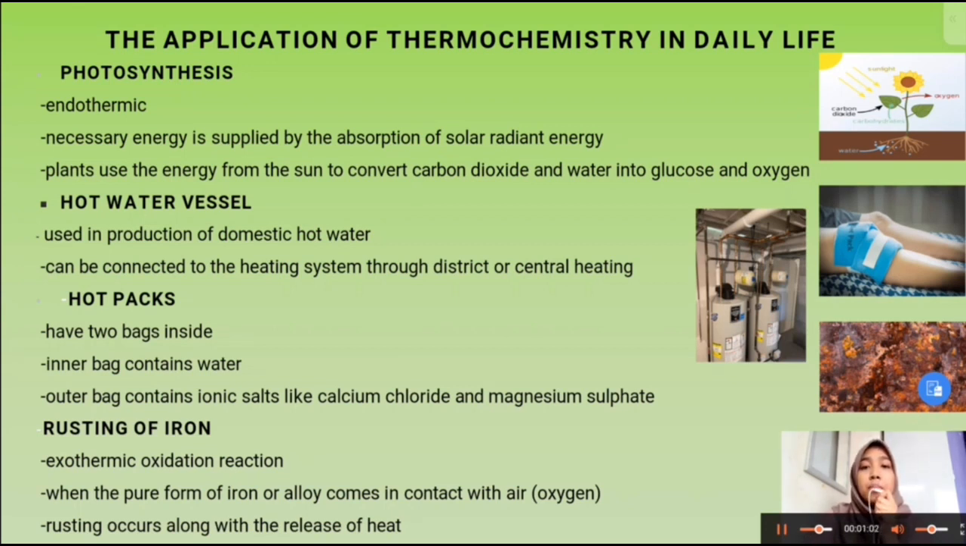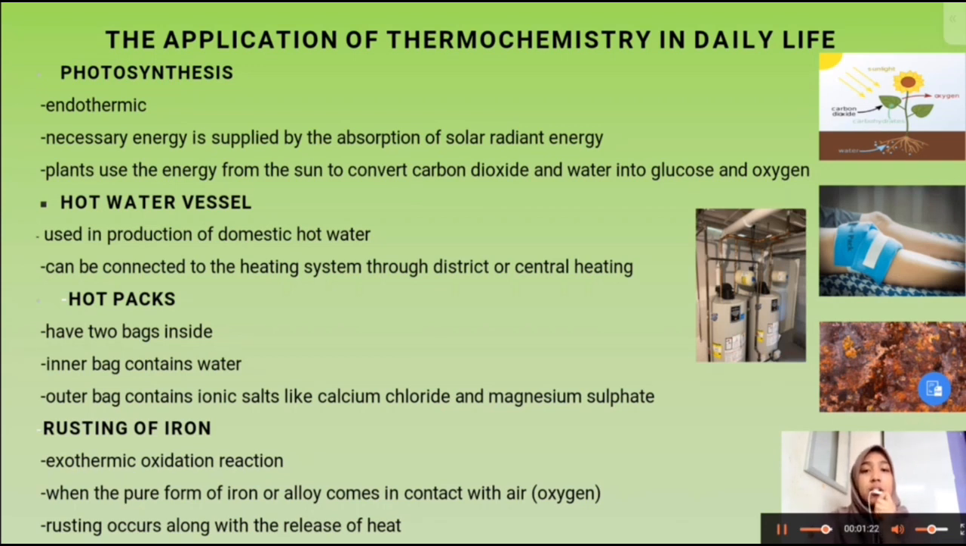After that, hot bags are also an application of thermochemistry in daily life. Hot bags have two bags inside, the inner and the outer. The inner bag contains water, while the outer bag contains ionic salt like calcium chloride and magnesium sulfate, and energy is released in the form of heat.